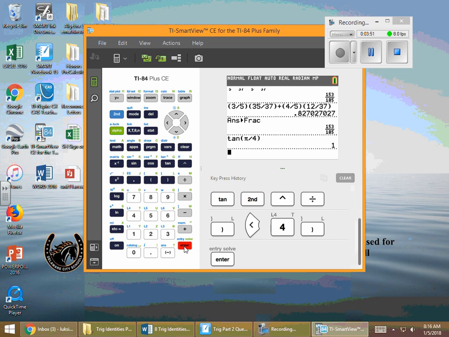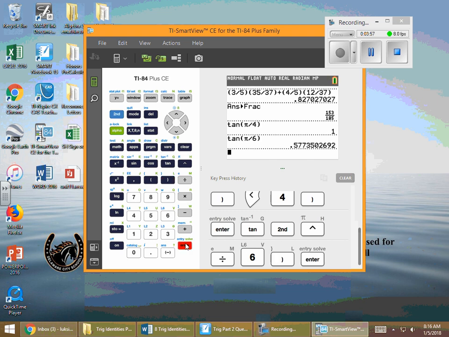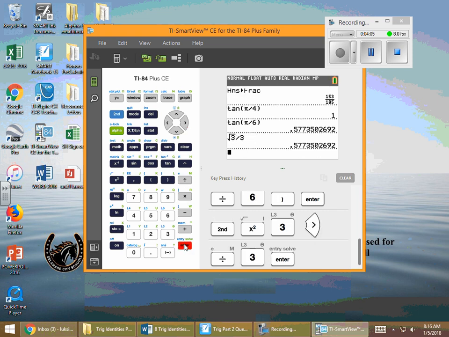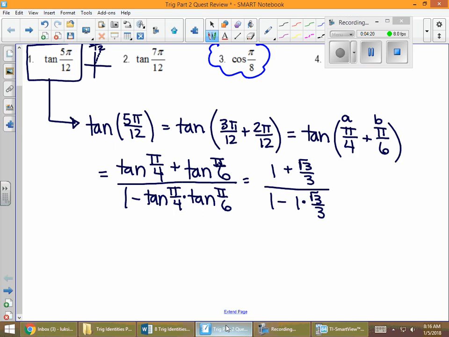And do tan of pi over 6 and double check. Now that's a nasty decimal, but that decimal is the same as radical 3 divided by 3. I would not do any more in the problem until you do those double checks. Because the rest of the problem you're not really going to do very much on your calculator except for double check. So you've got to be sure that you're not doing all that work for nothing.